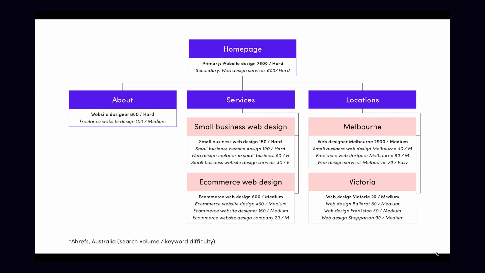Here's an example of a keyword map that I created for a web designer in Victoria. Each page has a primary and group of secondary keywords. For the homepage, I've chosen a broader term, and then I've created individual pages to target topics such as e-commerce web design or web design Victoria. Once you've created your keyword map, you can get back to your on-page SEO and creating great content.